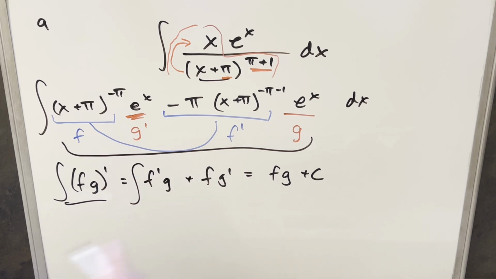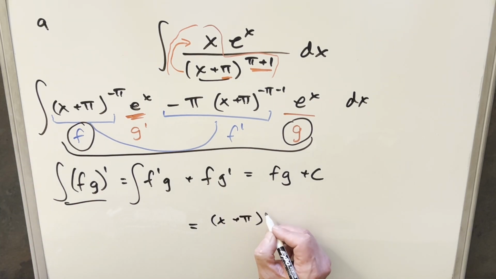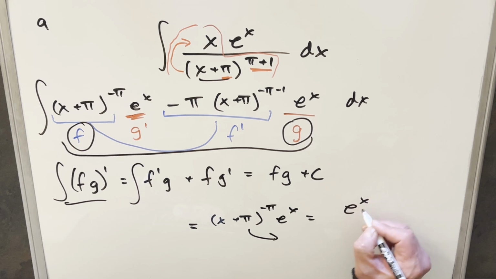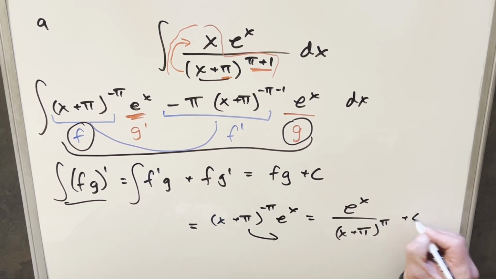Coming back to our integral, we've already figured out what our f and g are. We have our f here and our g here, so I can just go right to the solution, copying down. This is going to become (x plus pi) to the minus pi times e to the x. But actually, I'm going to rewrite this and bring this into the denominator. So for my final solution, we'll just have e to the x over (x plus pi) to the pi plus c, and that's it.